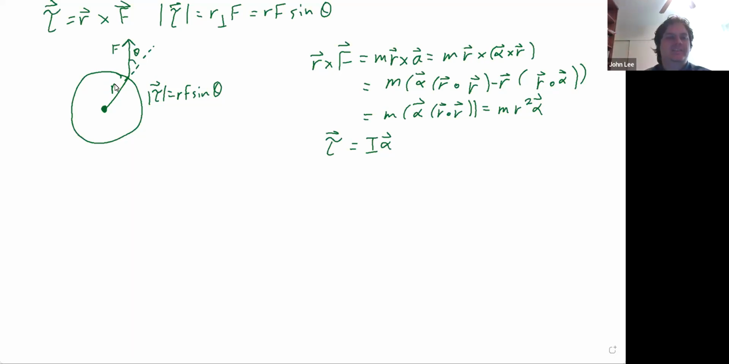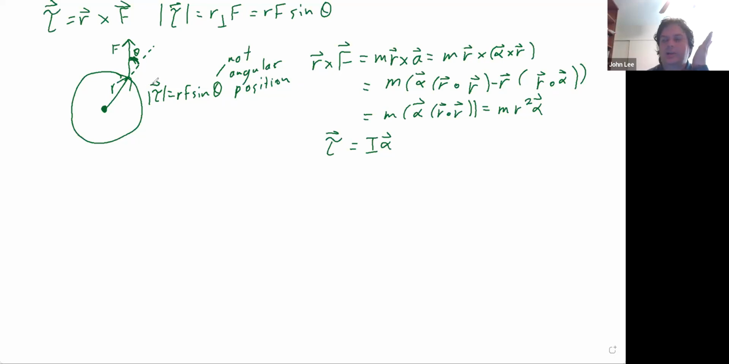The magnitude of this is just R perpendicular to force, which is RF sine theta, where theta is not angular position. Sorry, I'm having trouble with the whiteboard again. Theta is just this angle right here, the angle between R and F.